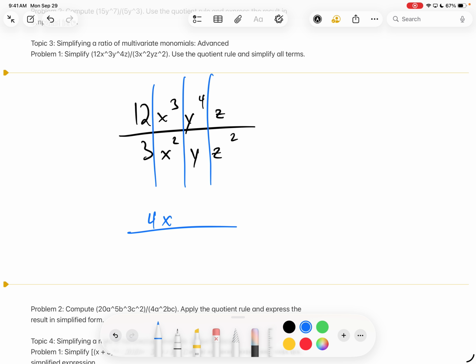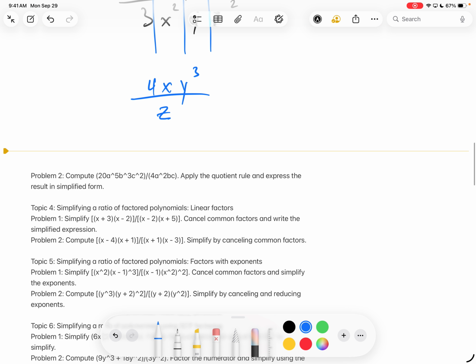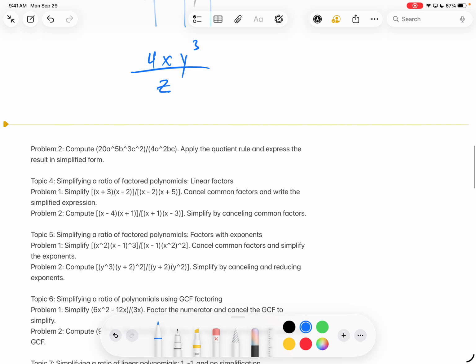I have 1 extra x on top. 4 y's on top, 1 on the bottom, so I have 3 extra y's on top. 1 z on top, 2 z's on the bottom, so I have an extra z on the bottom. Go through it like that. If you need to write them all out, you can. This is just like the exponent things that we did before, so I'm only going to do one of those.